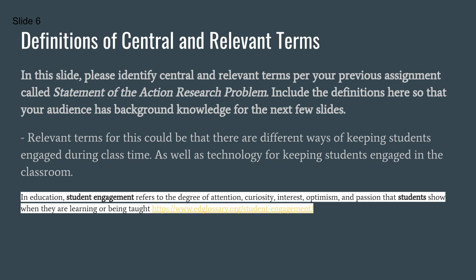The one term I did want to define was student engagement. I pulled that term from an online source and put it here. In education, student engagement refers to the degree of attention, curiosity, interest, optimism, and passion that students show when they are learning or being taught.